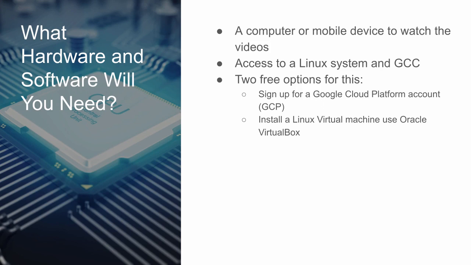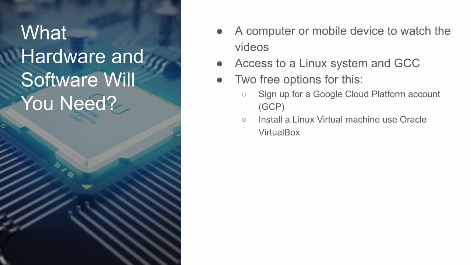You need a computer or mobile device, obviously, to watch the videos, but the main thing you need is access to a Linux system and the GNU C compiler. That'll be the environment I'll be demonstrating the assembly language programs in. We'll be using what's called GAS, the GNU Assembler system that's part of GCC. This is a free compiler, and you have two options for this.